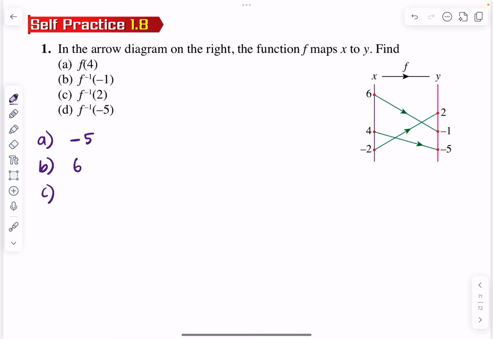Next, f inverse of 2. So 2 is the object. F inverse would be -2. Lastly, the f inverse of -5. So -5, f inverse is 4. That's all.